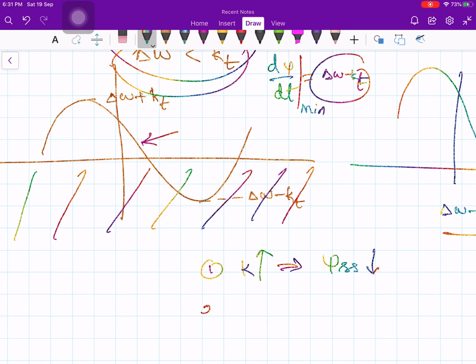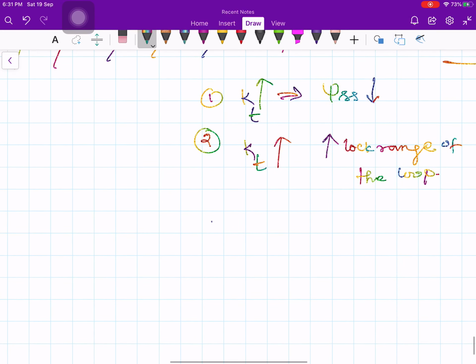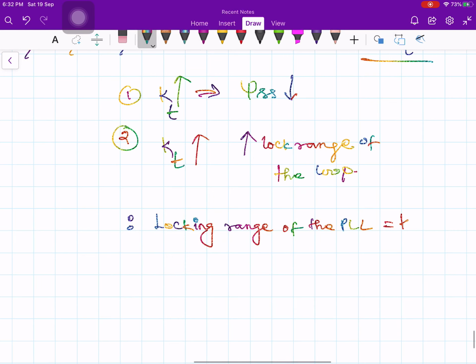And the second point is that a large value of the loop gain will also imply a large value of what is called the lock range of the loop. So loop gain is a measure of what is called the lock range or locking range of the PLL. Therefore, if you maintain a large gain, then the loop will lock. So the locking range of the PLL, phase locked loop, is equal to k suffix t.